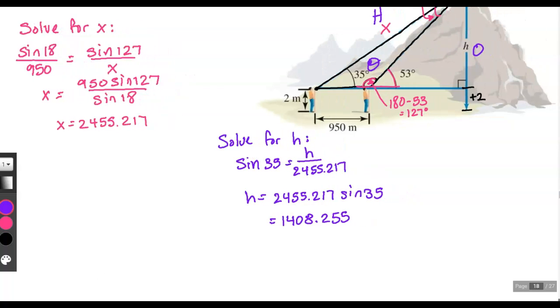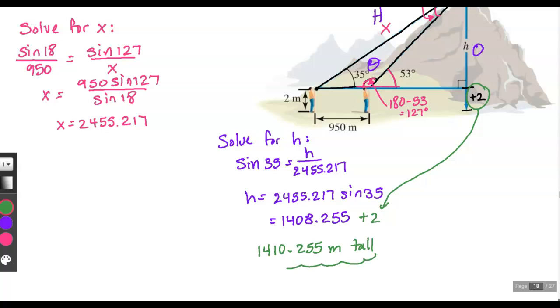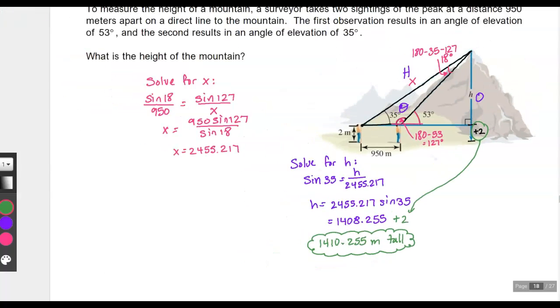And like Ainsley just told me over here, we have to remember to add that initial 2 meters that is the height of our surveyor. So we should have gotten 1410.255 meters tall. That's how tall our mountain is.